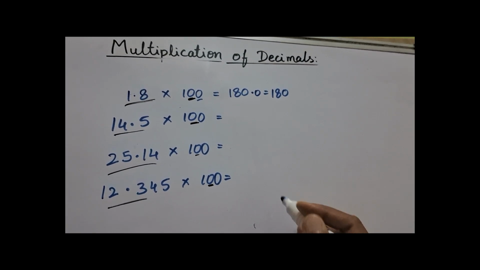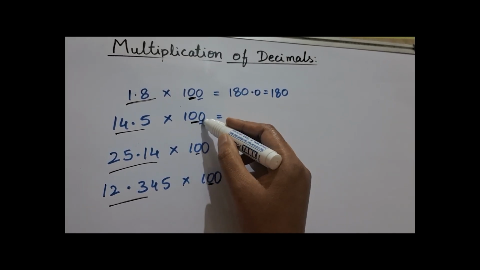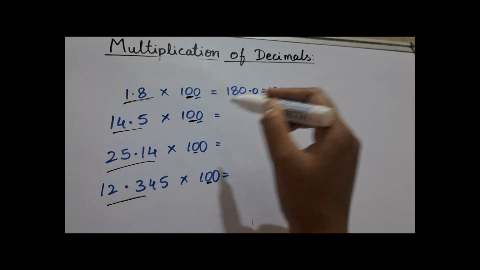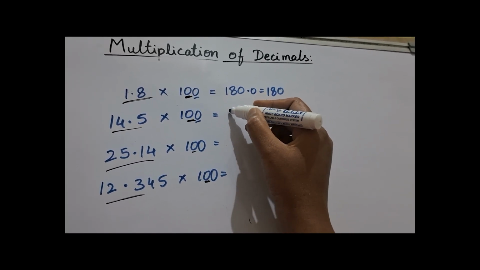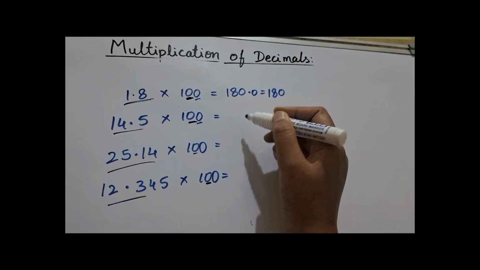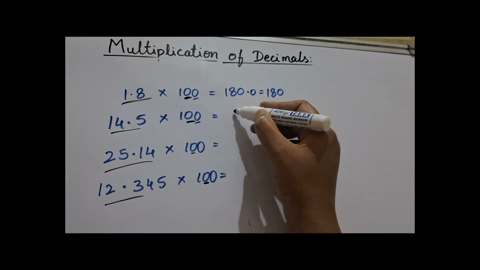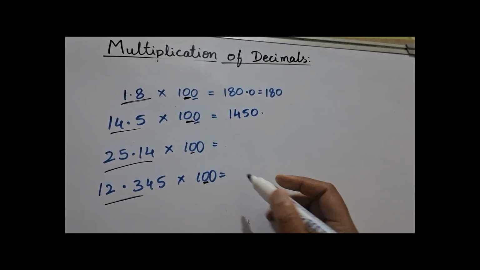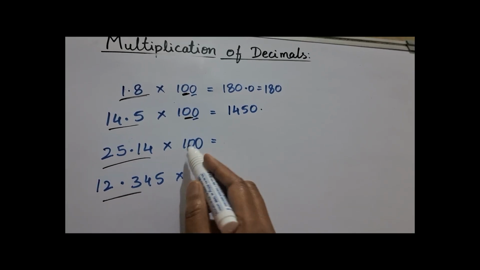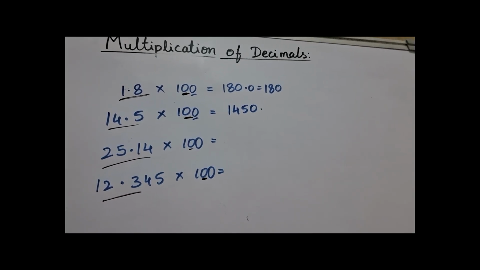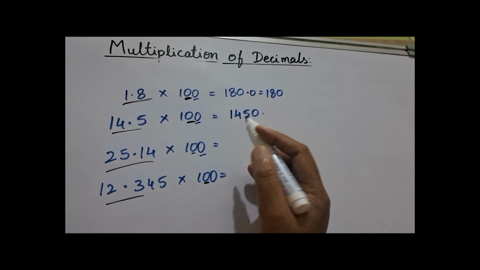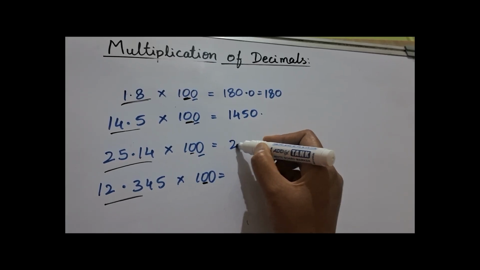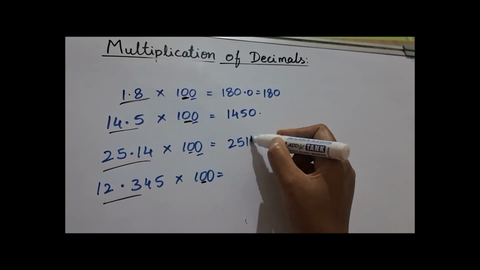Next, here also 100 means 2 zeros. That means 2 places it will change. The decimal point will cross 2 digits, right side. That means 1450. Next, 25.14 into 100. 100 is again having 2 zeros. That means the point will jump 2 digits on the right side. Then this number becomes 2514.